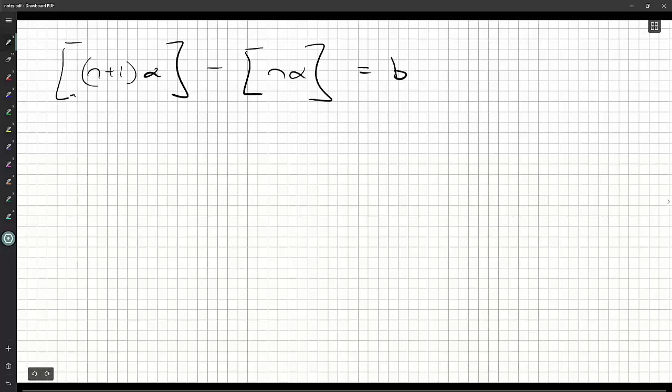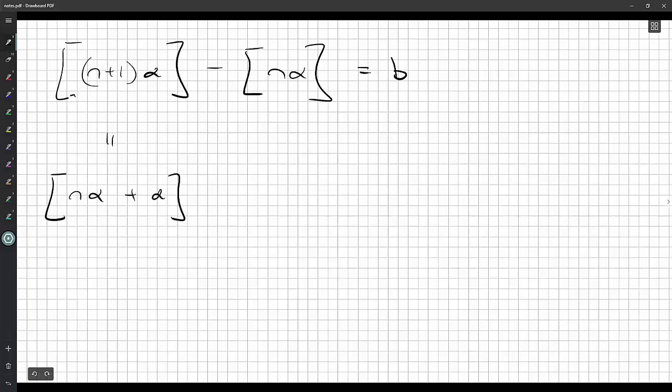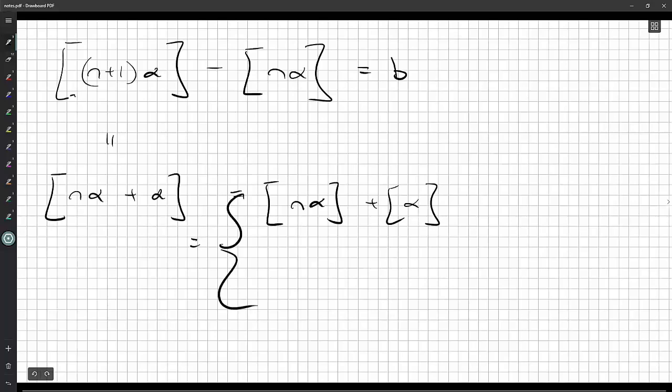Well, if that's equal to some number b, what must we have here? Well, this one here is the same as n alpha plus alpha. So you might think that this should break up into n alpha plus alpha. Now this isn't quite the case. It's close. It's either this or, I think, this. Might be a minus 1 case as well.